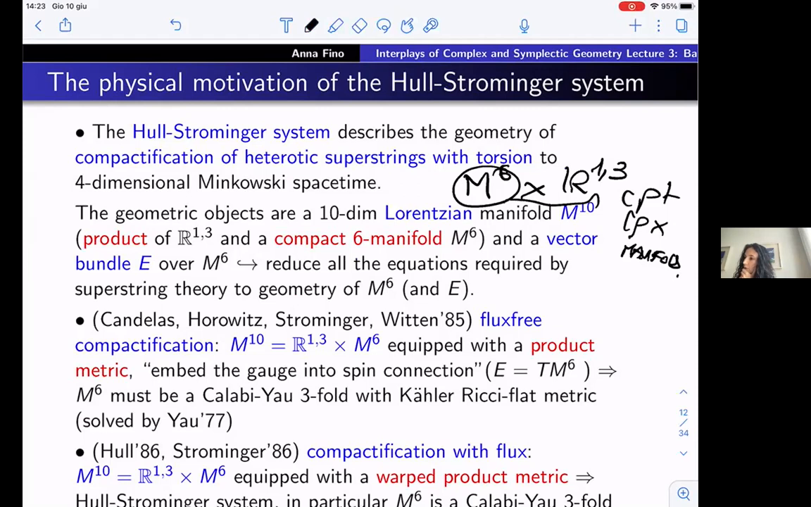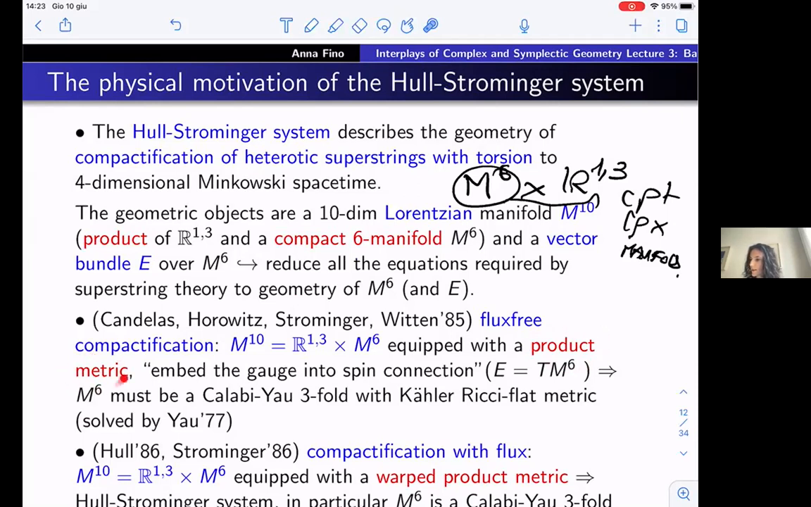Anyway, we have a 10-dimensional Lorentzian manifold, M10, which is, as I said, locally a product. And then we have a vector bundle, a holomorphic vector bundle, a gauge bundle over our 6-dimensional manifold. And the idea is to reduce all the equations required by superstring theory to the geometry of the 6-dimensional manifold. In fact, we will not describe all the equations. We will describe all the equations besides the equation of motion. I will say a few words in a moment. So the type of metric that you have in this product can be a product metric or a warped metric. In fact, first was considered the case where you have a product metric.